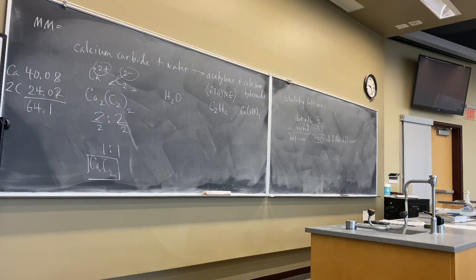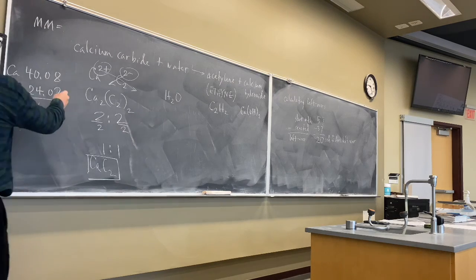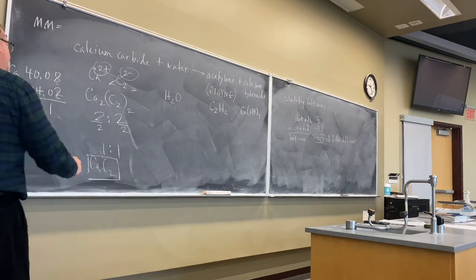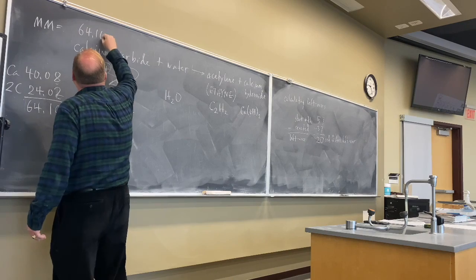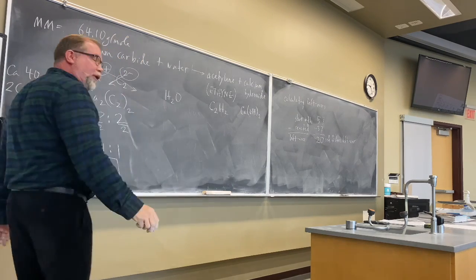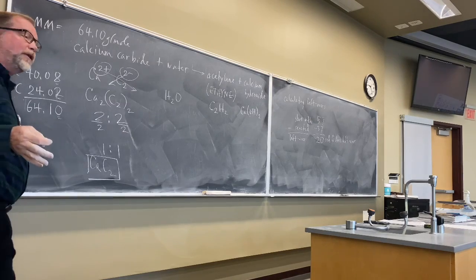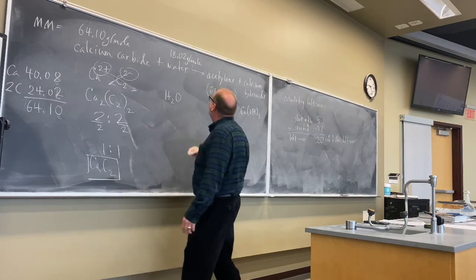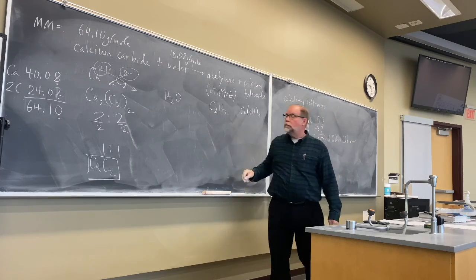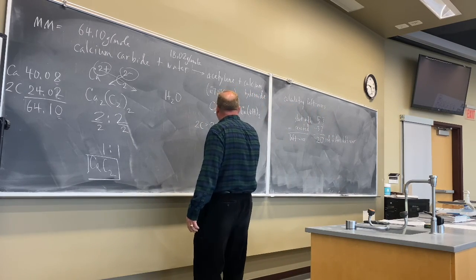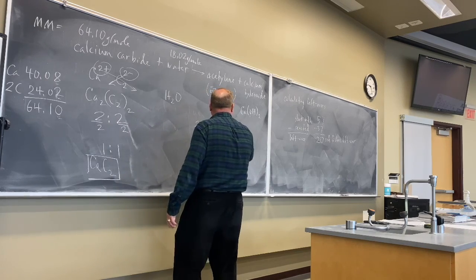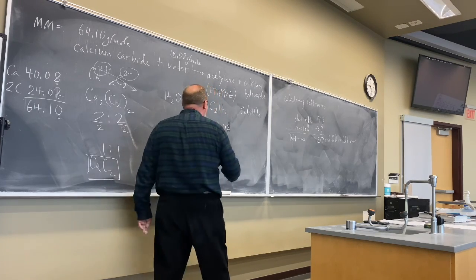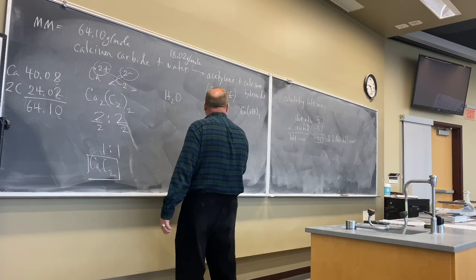Well, my calculator would give me 64.1. But remember, both of these numbers extend all the way to the hundredths place, and so our answer has to extend to the hundredths place. And so this would be 64.10. I'll put that above the chemical substance. Water, we've calculated beaucoup times. Water is 18.02 grams per mole, right? And then acetylene, two carbons, 24.02, so 12.01 times 2. Two hydrogens, 2 times 1.008, 2.016.